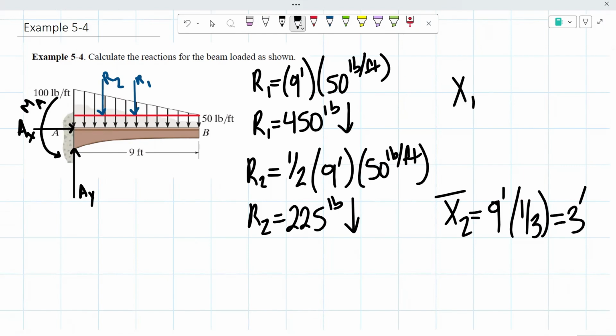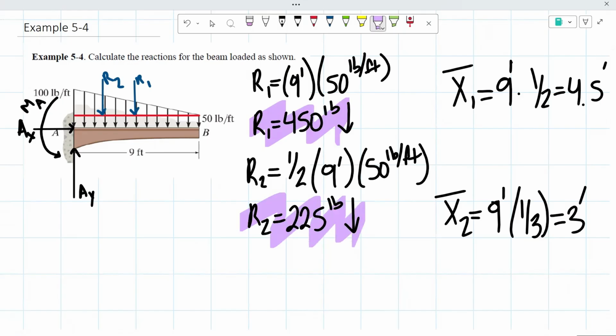And for our first force, like we said, it's going to be found at midspan of that rectangle. So we have 9 feet times 1/2. So we know that that's going to be 4.5 feet from point A. So now we have our two concentrated forces and their locations.